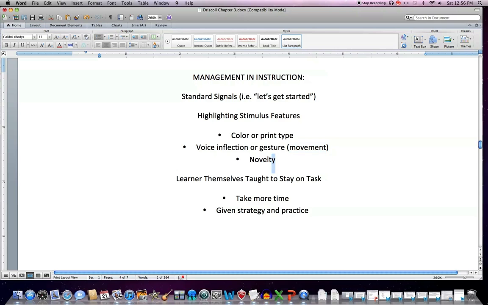Another possibility is novelty, doing something a little different, changing the stimuli in the environment. Instead of just talking, you might show a film or have a discussion group, or change it up a bit and have something novel. Tends to help people continue to focus their attention.